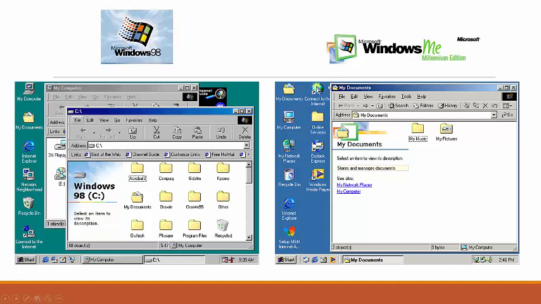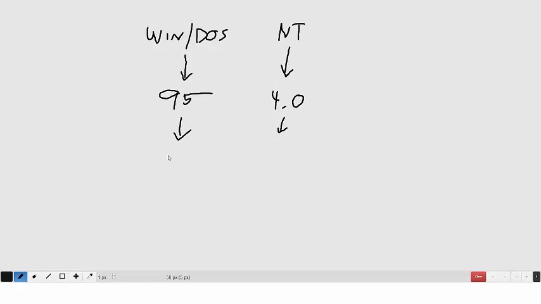ME was also the last of the DOS-based OSs. Right, so we follow our line down here. We got Windows 98, ME. Well, where did they go with the NT line? Windows 2000.